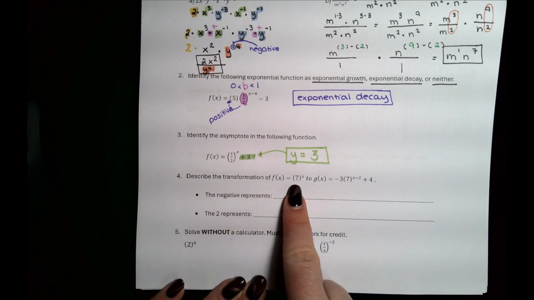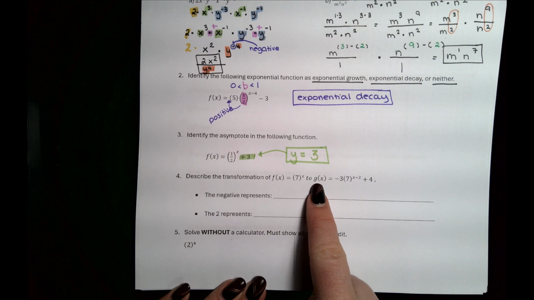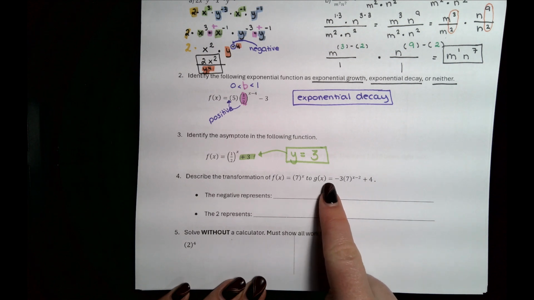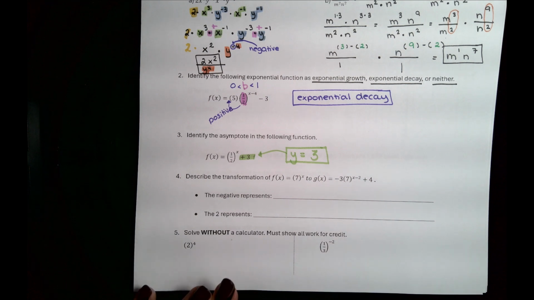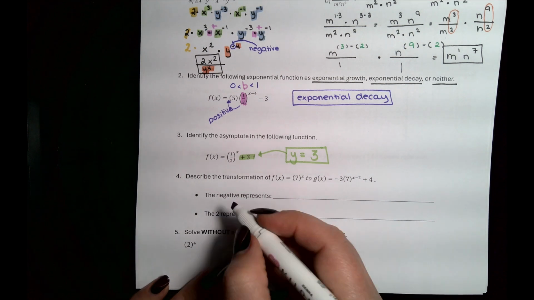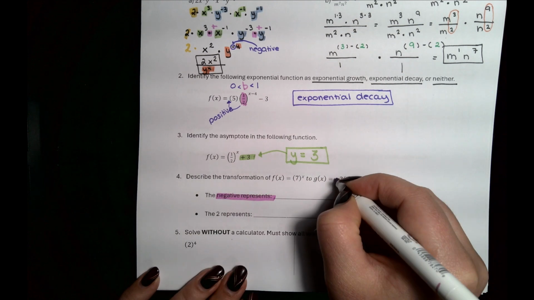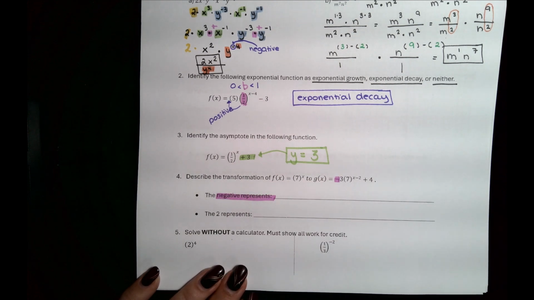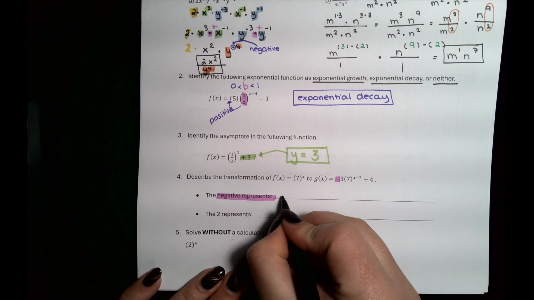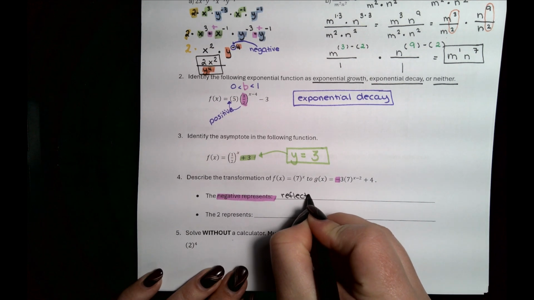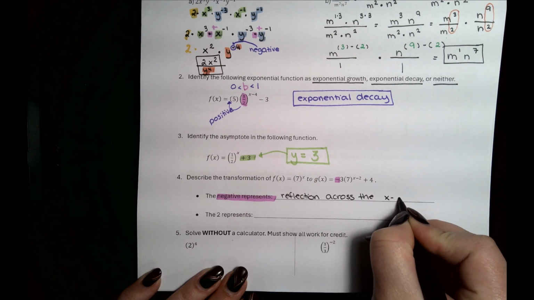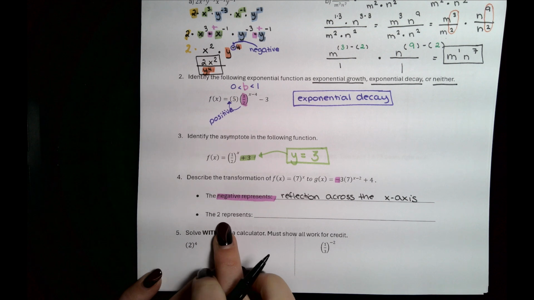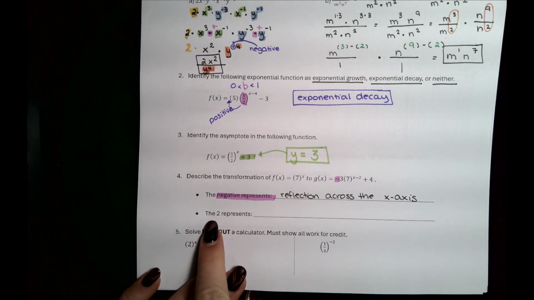Describe the transformation of 7 to the power of x into g of x is equal to negative 3, 7 to the power of x minus 2 plus 4. So they want two different things here. They want to know what the negative represents. What they're asking of you is this negative here. And the negative out in front of an a value is a reflection across the x-axis.